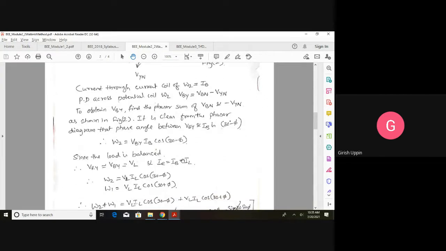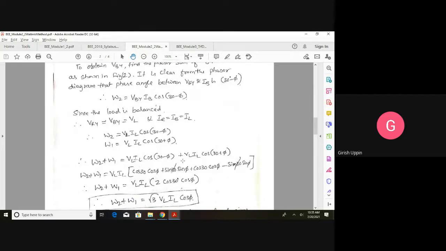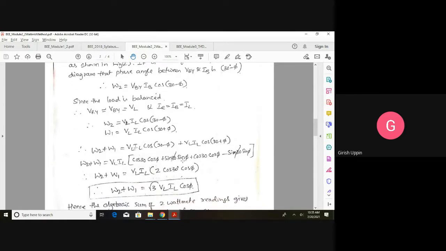This is very important. Two formulas for W1 and W2 you have to remember, and always remember W2 value is more than W1, which will help in solving many problems. So now we will represent this equation in terms of the line currents. We know that VRY is equal to VBY is equal to VL, and IR is equal to IB is equal to IL. That's why W2 is equal to VL IL cos(30 − φ). W1 is VL IL cos(30 + φ). So these two formulas are very important.